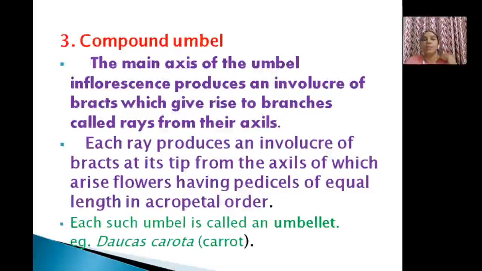Then compound umbel. What is compound umbel? The main axis produces an involucre of bracts and has a number of branches. The branches are called rays. Each branch again produces bracts. What you know as umbel is a shortened axis with a number of small pedicellate flowers, everything looking like a globose structure with a number of pedicels. But many such umbels on branches is known as compound umbel. An example is the carrot flower.